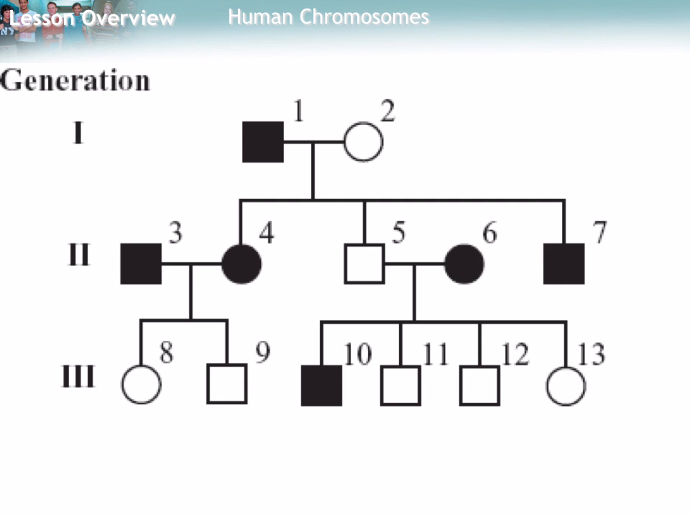Now take a look at this next example. I want you to determine why this is an autosomal dominant pedigree, so give reasons for it. And then I want you to fill in the genotypes for every individual in this pedigree. Then show me your work.